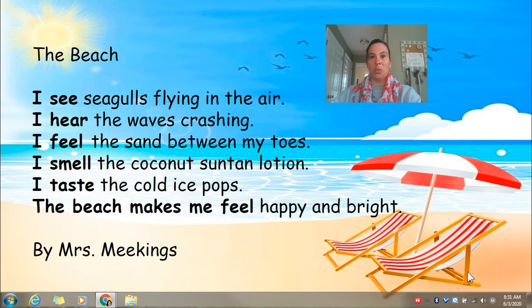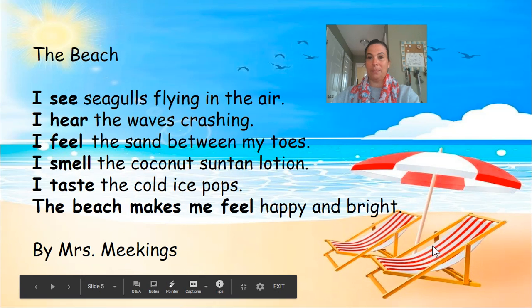I see seagulls flying in the air. I hear the waves crashing. I feel the sand between my toes. I smell the coconut suntan lotion. I taste the cold ice pops. The beach makes me feel happy and bright. It is really one of my favorite places.